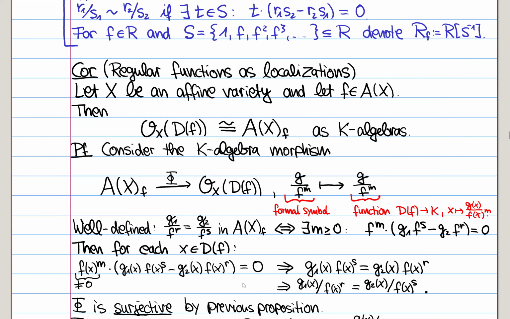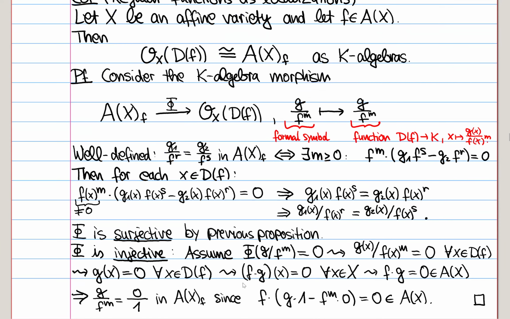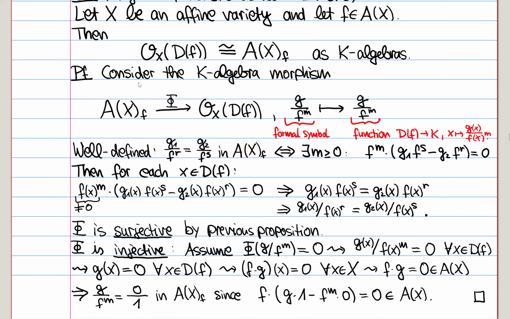The idea is you can just write down what this K-algebra morphism is. From here to there is the natural direction. You just take this equivalence class of g divided by f to the m in here. This is the general element there. And you send it to, well, this looks a bit stupid, you send it to g divided by f to the m. But now you interpret this as a function from this set D(f) to K, which sends x to the corresponding evaluation.